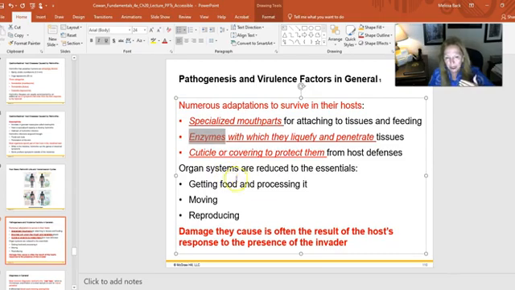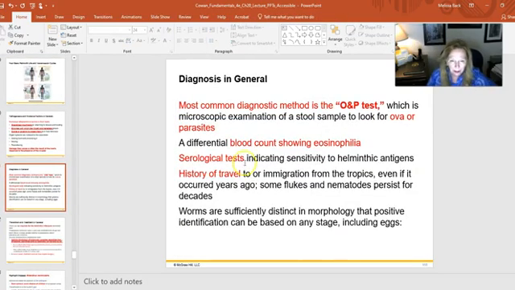Sometimes the worst thing that happens, the damage that's happening to us when we get a worm, is our own immune response when we sense it. So the damage is coming from our immune response sometimes.